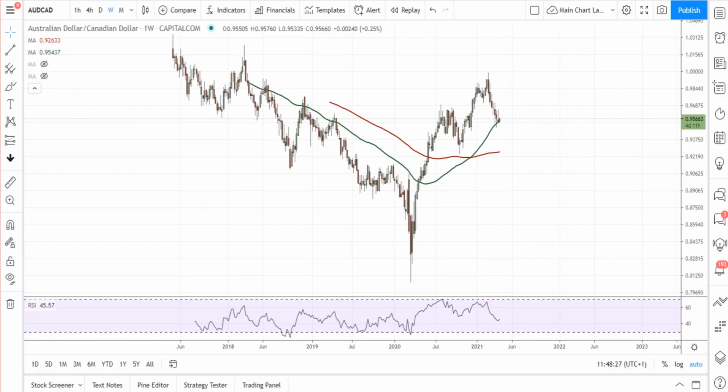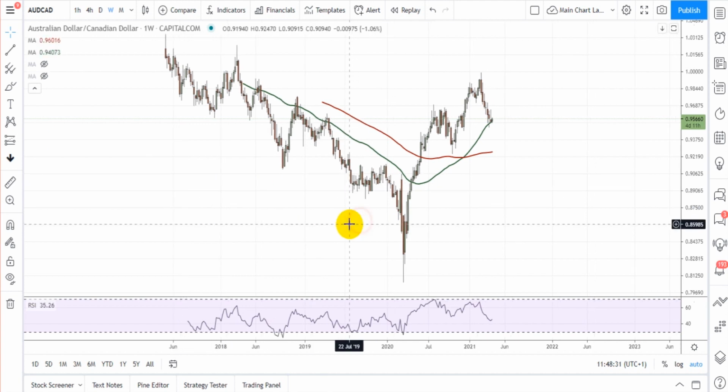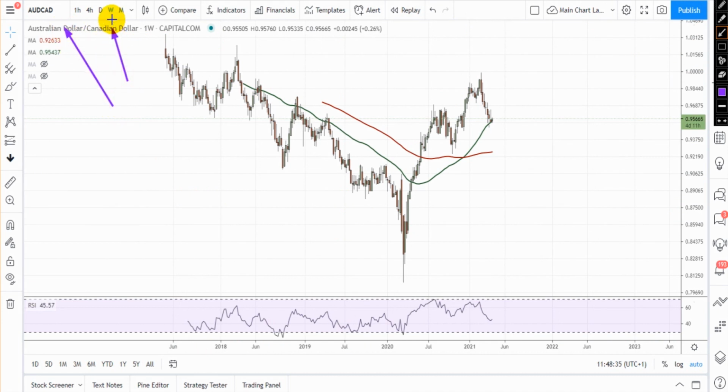So this episode's analysis is all about the Australian dollar and the Japanese yen. We're going to start with Australian dollar, Canadian dollar, and this is the weekly time frame. Nice clear downtrend on the weekly that has recently broken. So we had lower highs, lower lows. Now we have higher highs and higher lows. The moving averages confirm the uptrend.